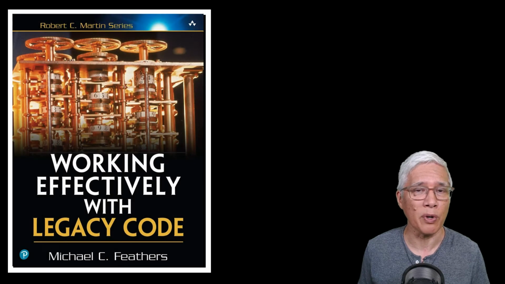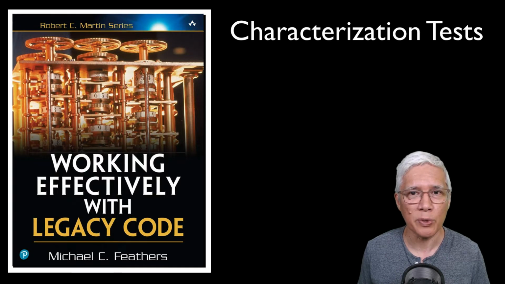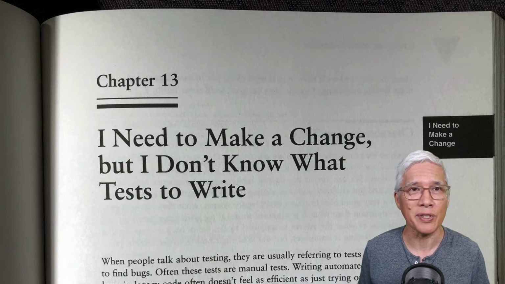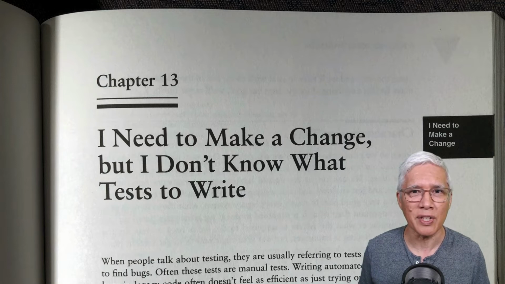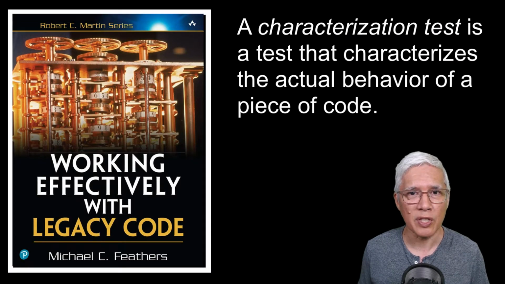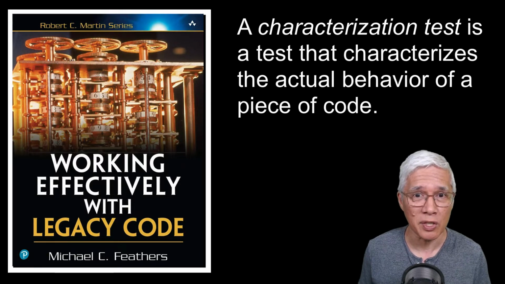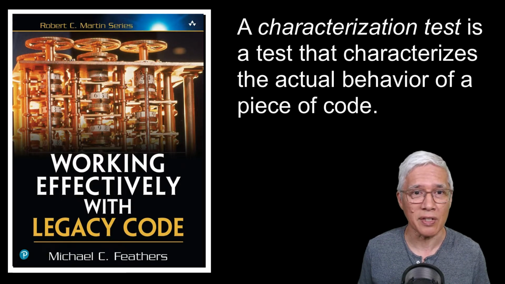But before we get there, let's review a concept from Michael Feathers' book, Working Effectively with Legacy Code. This concept is called characterization tests and comes from the chapter, I Need to Make a Change, but I Don't Know What Tests to Write. The thing about legacy code is that it's already in use. Its current behavior is important, and we don't want to change it unknowingly. So Feathers writes, a characterization test is a test that characterizes the actual behavior of a piece of code. Not, it should do this, but it currently does this.